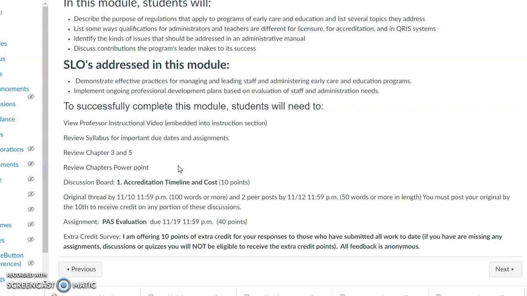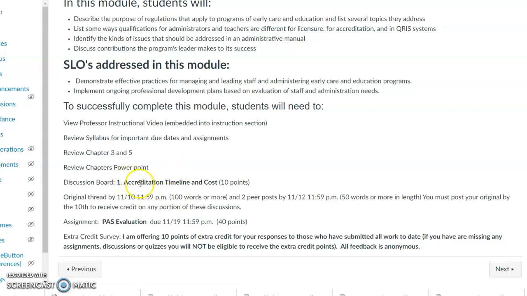And then this week, I'm going to offer an extra credit survey that you can complete. It's worth 10 points of extra credit, and it is anonymous. And if you're missing any assignments, you'll not be eligible to receive these extra credit points, meaning if you're missing any of the assignments that have been submitted up to date, you won't be able to receive these points. I would like your feedback, though, so all feedback is anonymous, and it helps me moving forward with the course.